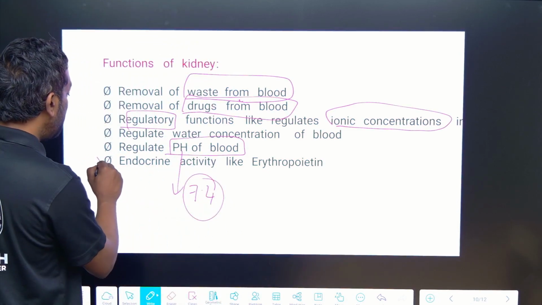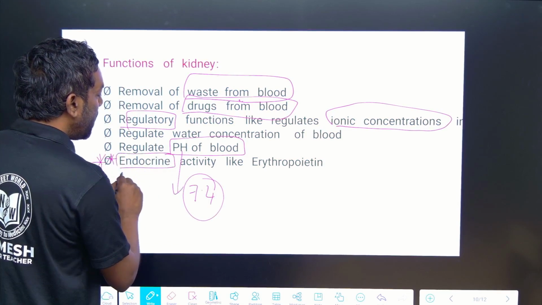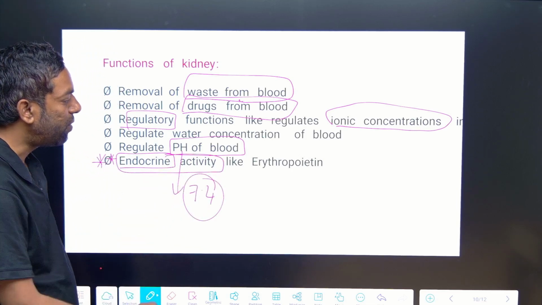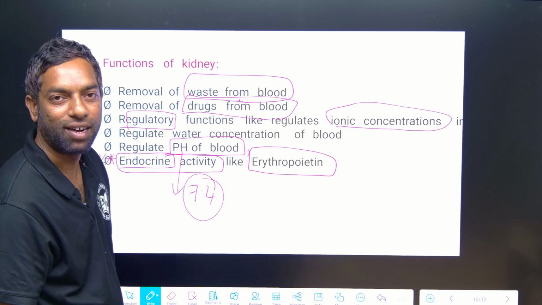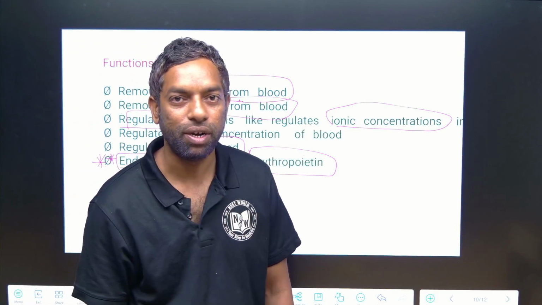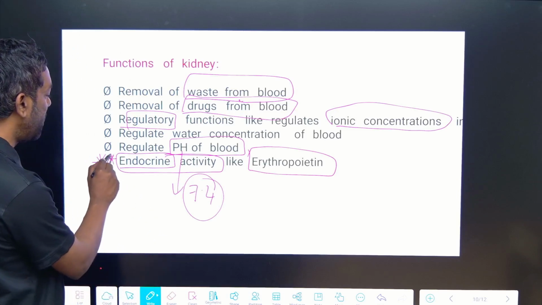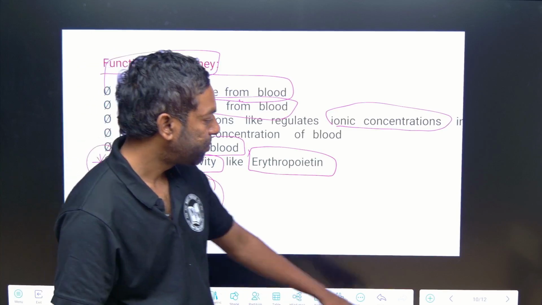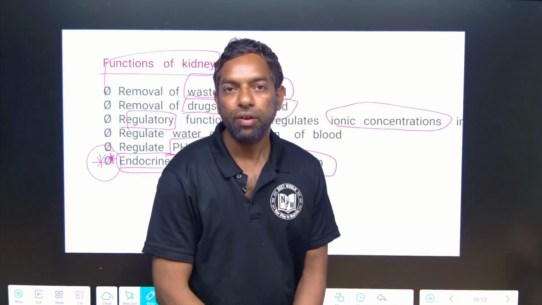And this is the most important previous year question also. The kidney is involved in endocrine activity. Endocrine means hormonal function: it produces erythropoietin for erythrocytes. This is endocrine activity, most important, coming from the exam. Okay, this is the most important function of the kidney, guys. Okay, cool. Yeah, this is all about the urinary system.